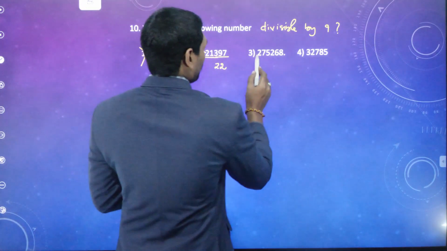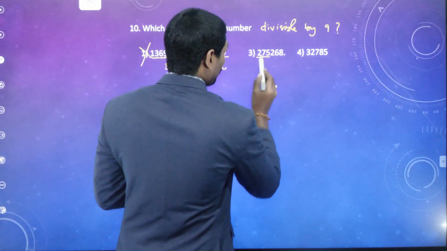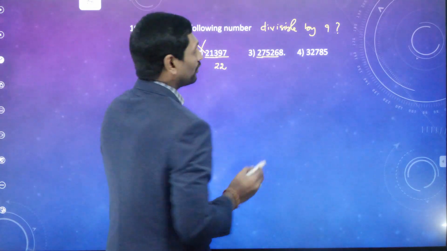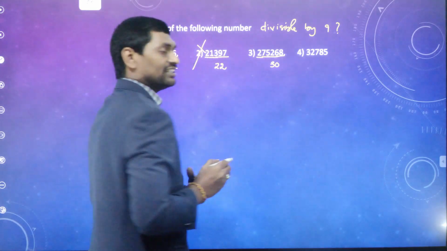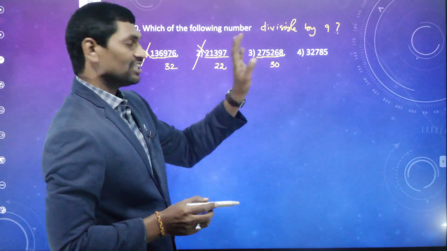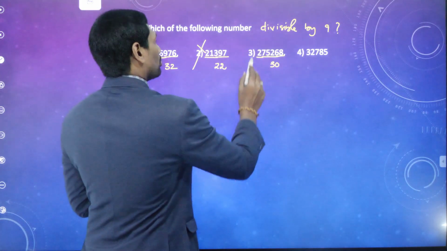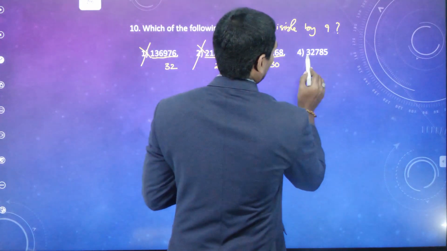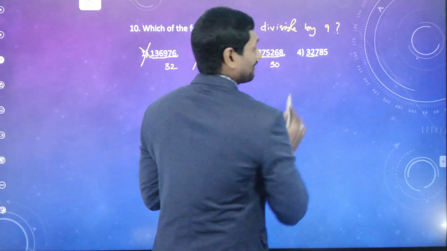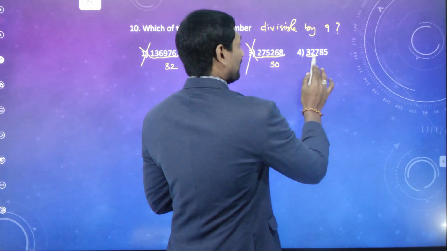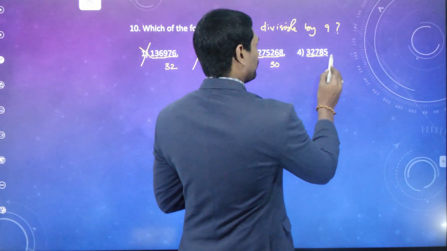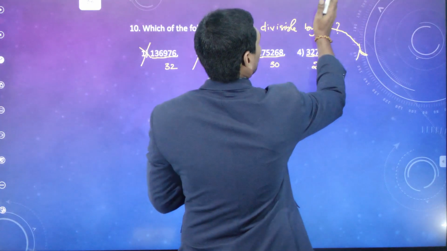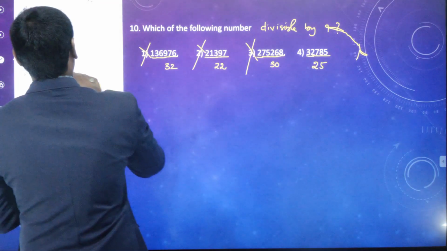Now the third option: 2 plus 7 is 9, 9 plus 5 is 14, 14 plus 2 is 16, 16 plus 6 is 22, 22 plus 8 is 30. So 30 is not a multiple of 9, which is an incorrect option. Now the last option, let us try our luck. 3 plus 2 is 5, 5 plus 7 is 12, 12 plus 8 is 20, 25, which is not an option for us. So according to this, the question might be about the given number being exactly divisible by 3.